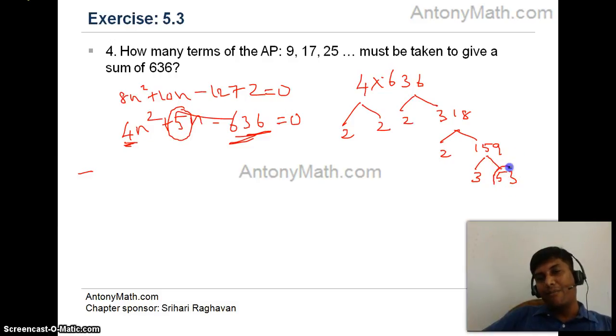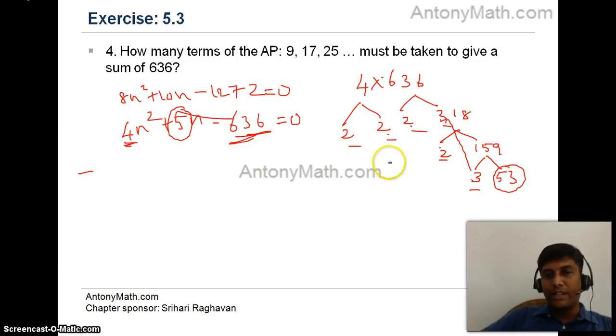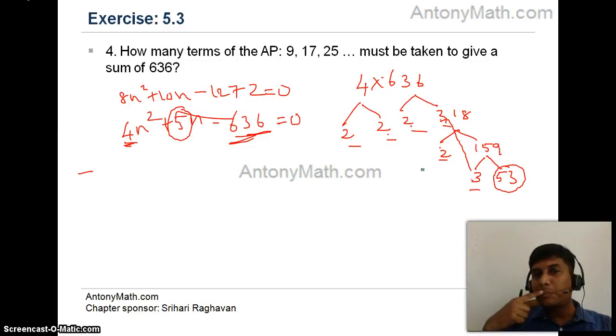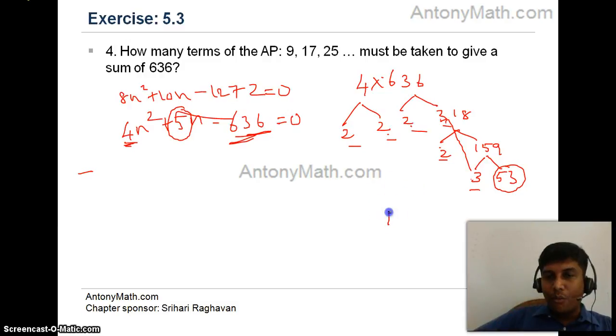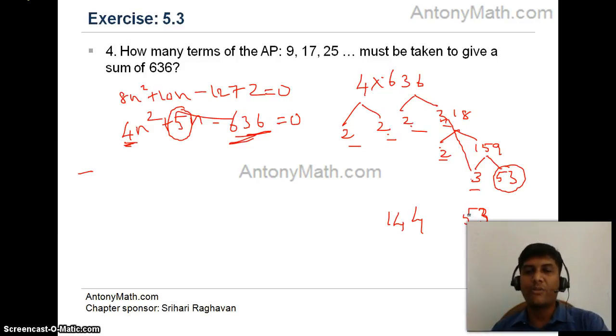Great. Now 53 is a prime number. I'm not going to be able to break this any further. Multiply all the other terms: 2, 2, 2, 3, 2, 3. So I have 3 threes are 9. 9 twos are 18. 18 twos are 36. 36 twos are 72. 72 into 2 is 144. So I have 144 and 53. The product of these two terms is the same as 4 into 636. But of course the difference between these two terms is vast. It is almost like 98.